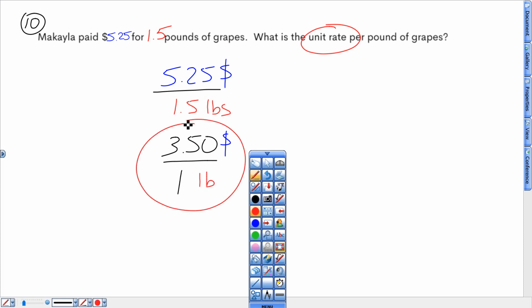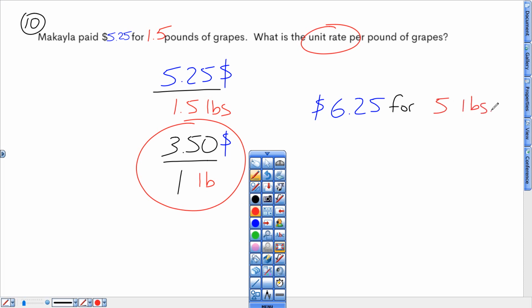I would like you to try just a basic unit rate. Try $6.25 for, and let's give you some pounds here. How about for 5 pounds?